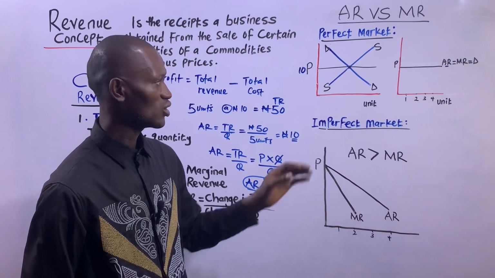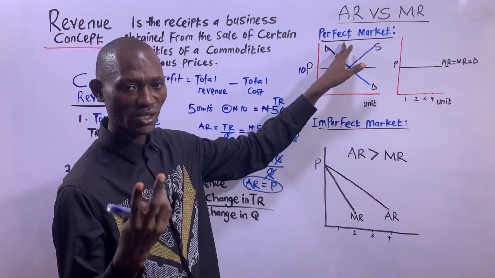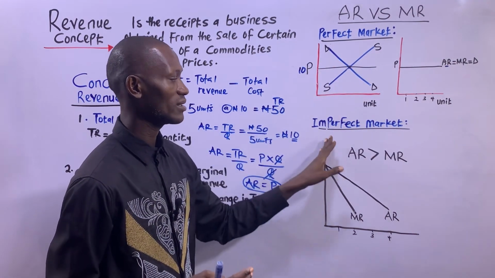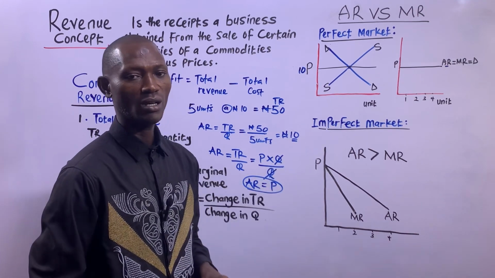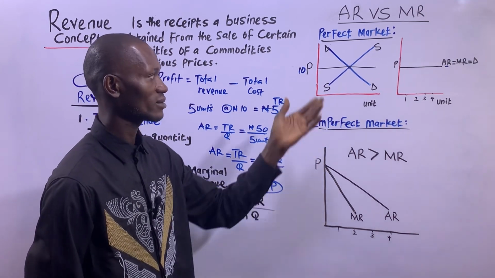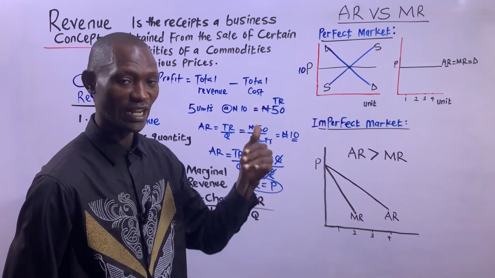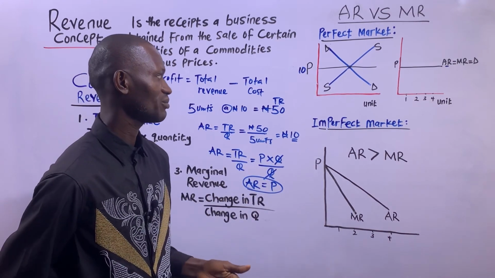So that is going to be looked at under two selling environments: perfect markets and imperfect markets. Let's start off with perfect markets, with respect to the relationship between average and marginal revenue.